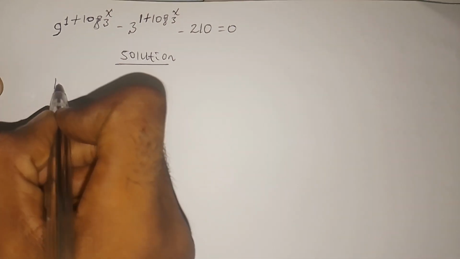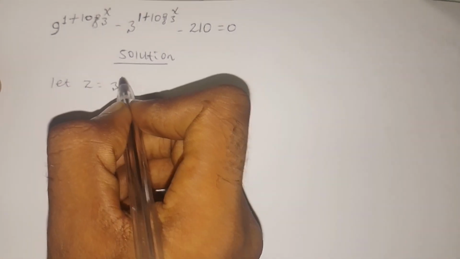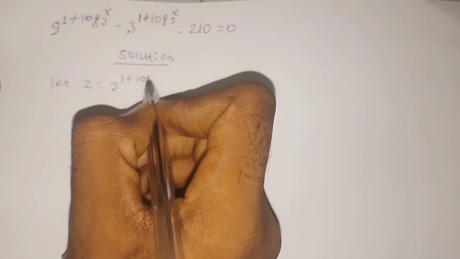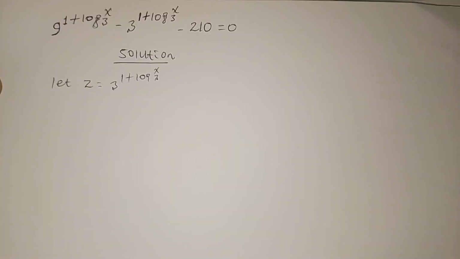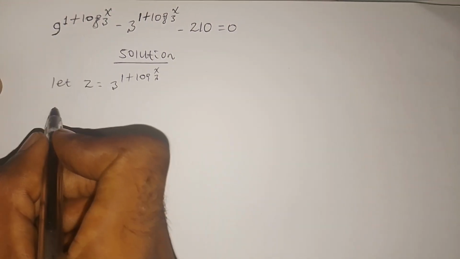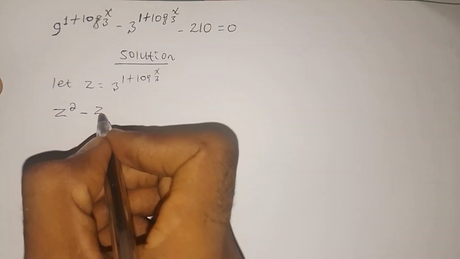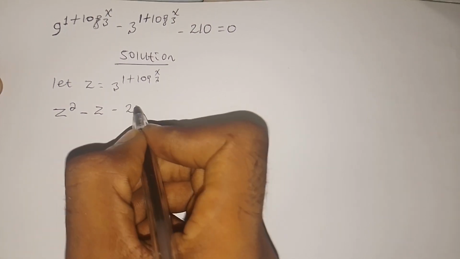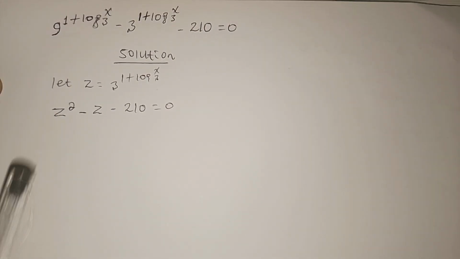Let z be equal to 3 to the power of 1 plus log x in base 3. Therefore this becomes z square minus z minus 210, which is equal to 0. As you know, this is a quadratic equation.